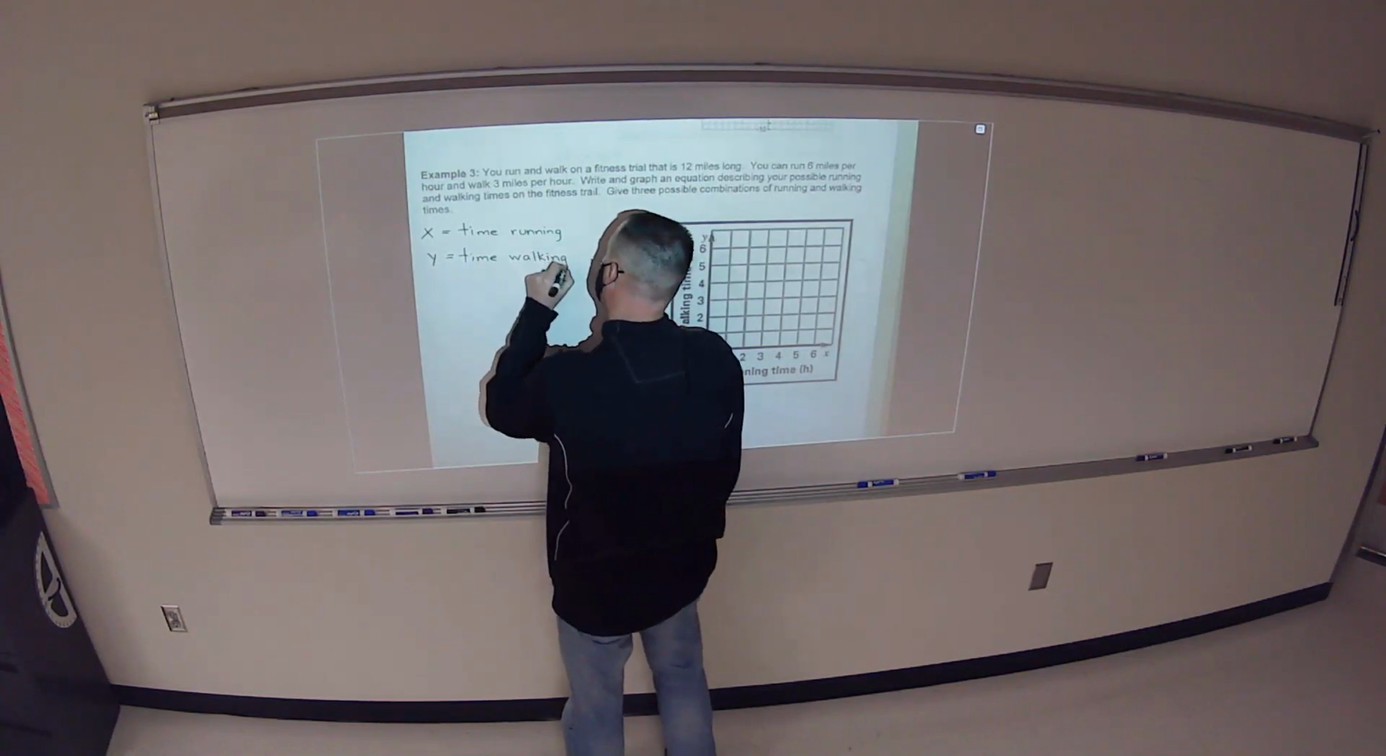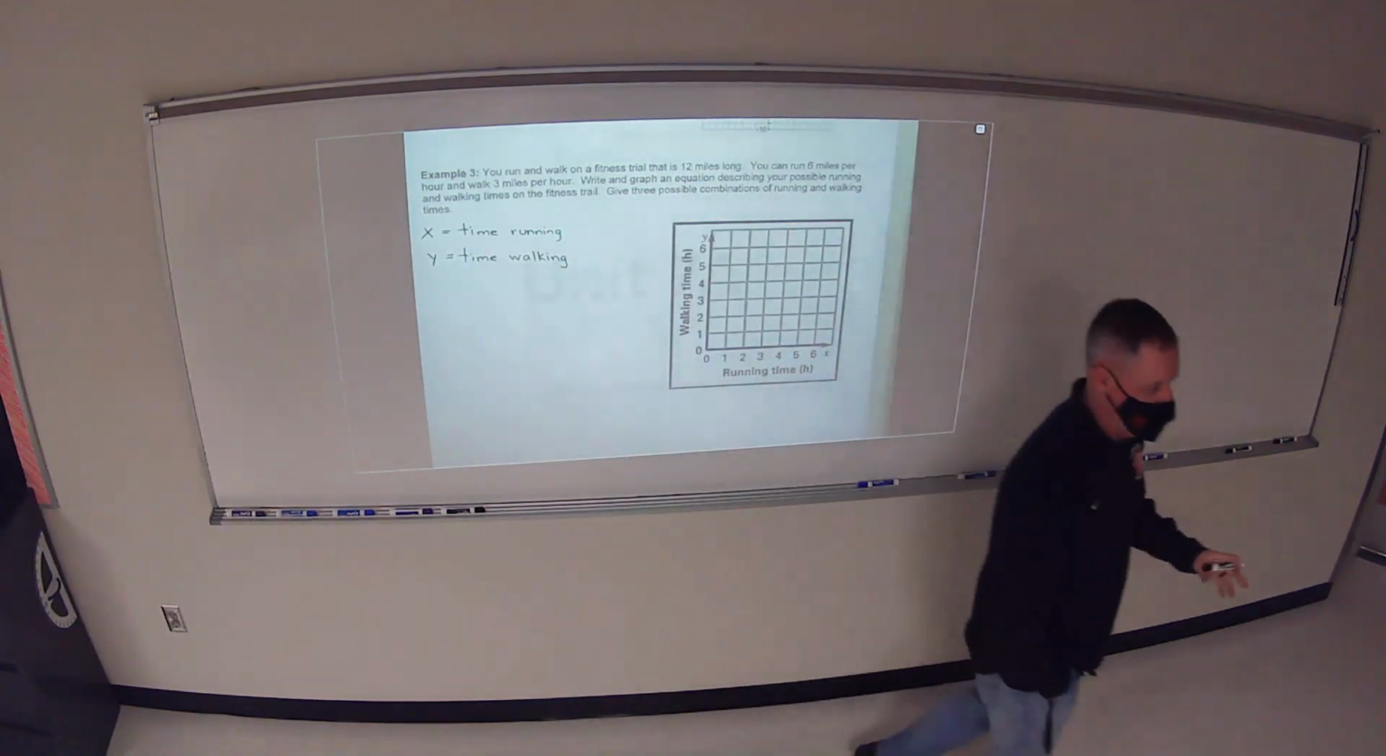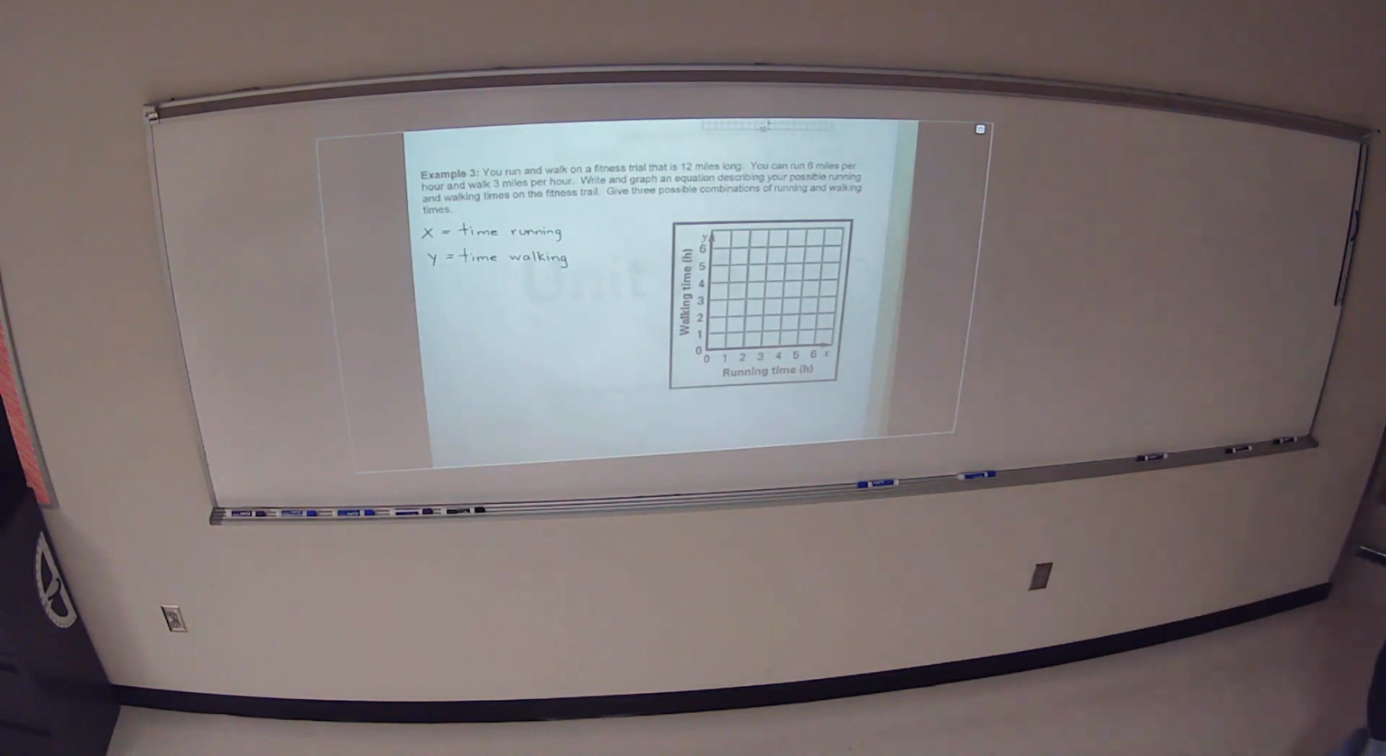So now when we go to write our equation, it's going to make a little bit more sense why we're doing what we're doing. So let me point this out to you though. Because this problem has a story behind it, and because our variables are representing the time walking and the time running, you're going to notice that this graph does not look at all like the first 2 prior to this.